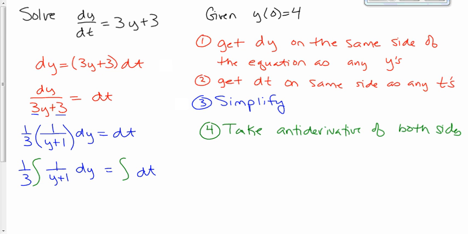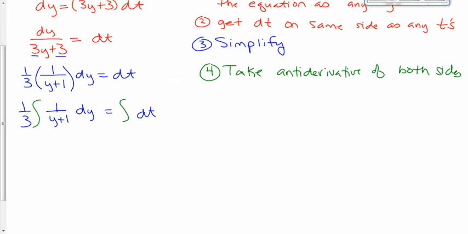So this is what I now have. I'm taking the antiderivative of both sides of my equation. When I do that, my 1/3 stays. And what is the antiderivative of 1 over y plus 1? Well, the antiderivative of 1 over something is the natural log of the absolute value. And of course, I would have a plus c.